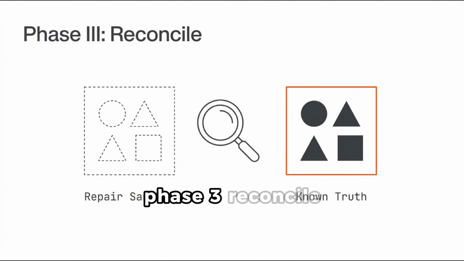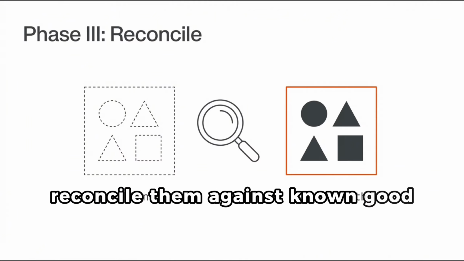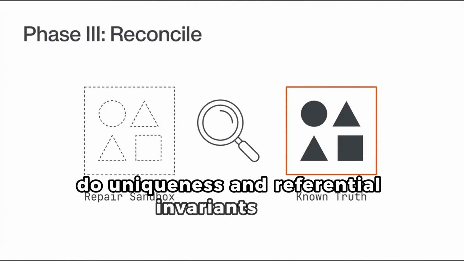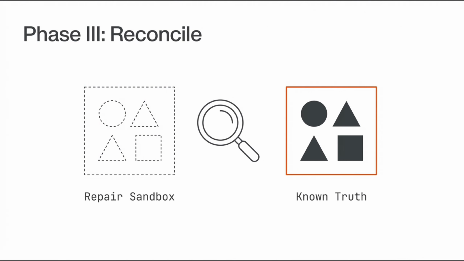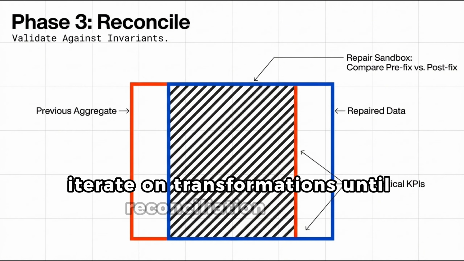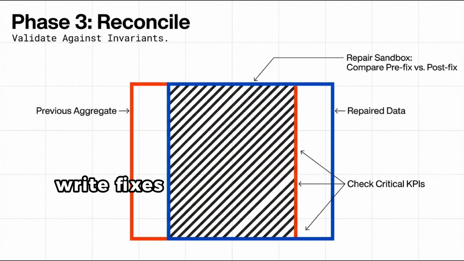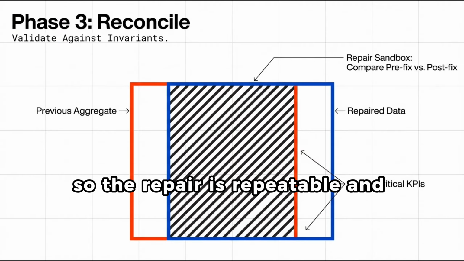Phase 3. Reconcile. Once you have candidate repaired records, reconcile them against known good aggregates and business metrics. Run reconciliation queries. Do totals match previous audited reports? Do uniqueness and referential invariants hold? Create a repair sandbox where analysts can compare prefix and postfix views side by side. Iterate on transformations until reconciliation passes for critical KPIs. When possible, write fixes as idempotent patches or replayable jobs so the repair is repeatable and testable.